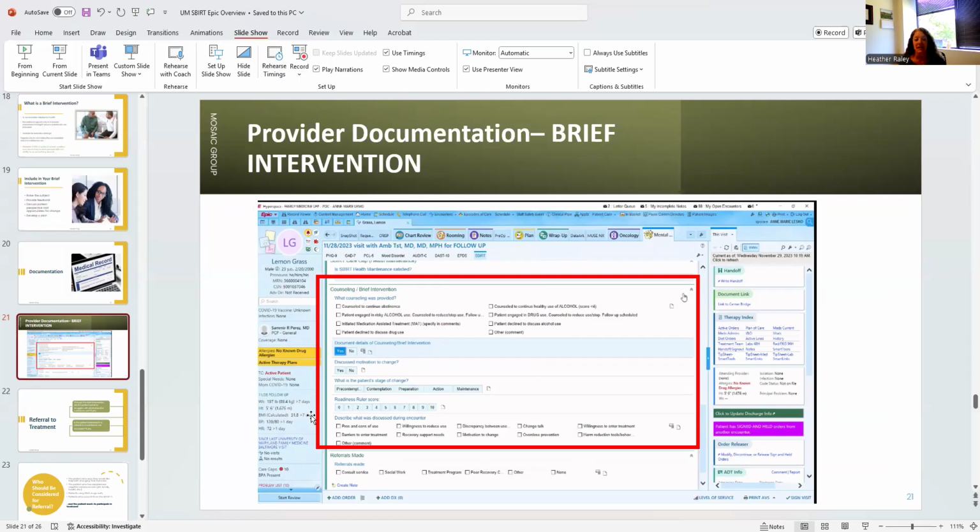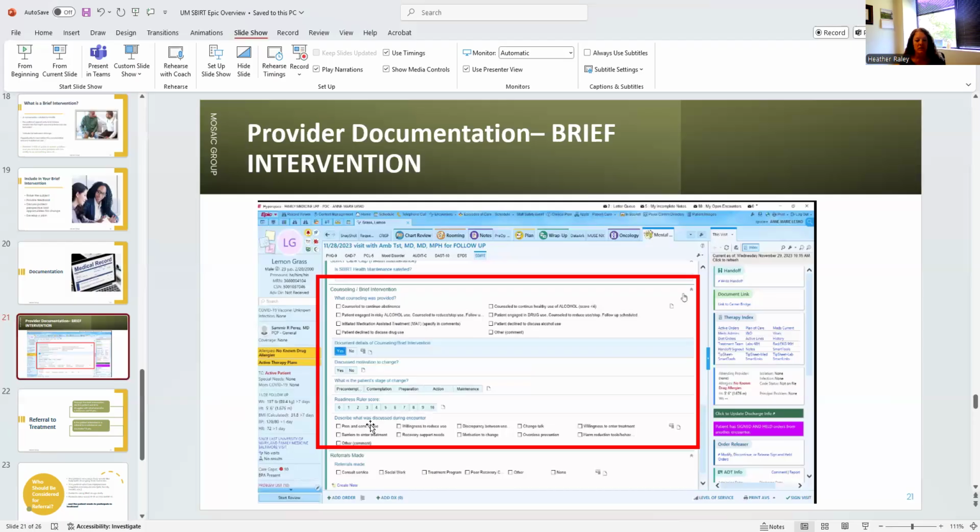Maybe the patient isn't interested in changing. You still had the brief intervention, right? You engaged with the client, you counseled to reduce or stop. It doesn't mean that they're interested and willing to do it. You discussed it, so you get credit for that brief intervention. If the patient is not interested in changing, that doesn't mean that they declined to discuss it, right? You discussed it, they're not interested in changing.